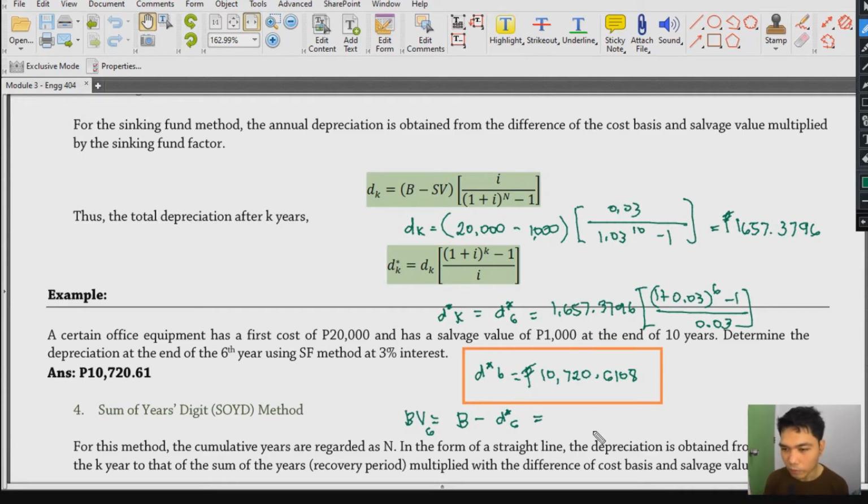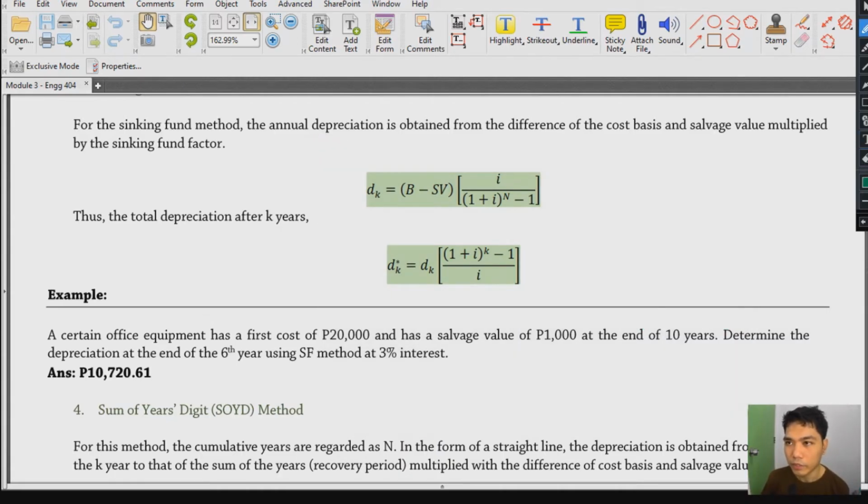So ganun lang naman siya, subtract lang. So hopefully nag-guess niyo to, when we're using the sinking fund factor. So technically, what you just have to do here is to determine the annual depreciation and then multiply yung ating factor for the uniform series using the kth period. Okay? And then just subtract for the book value.